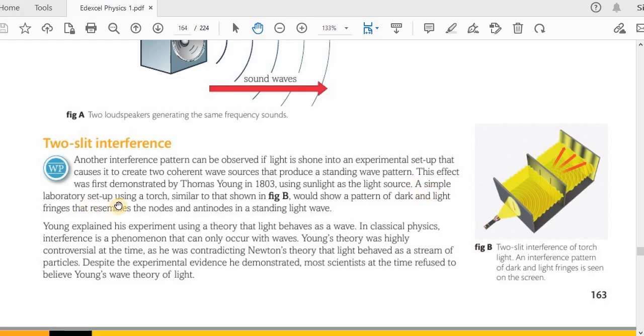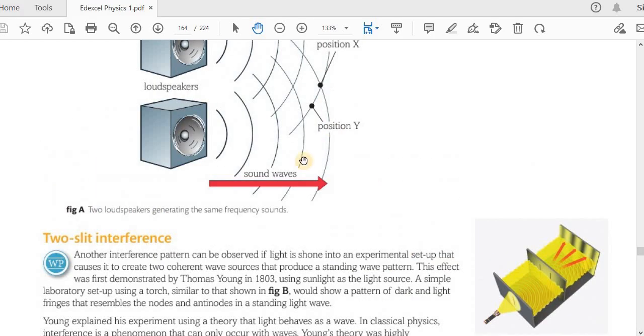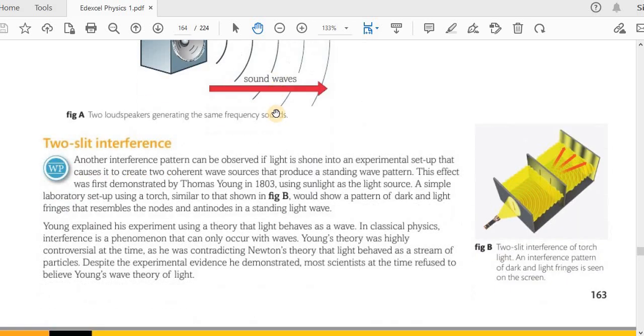A simple laboratory setup using a torch similar to that shown in figure B would show a pattern of dark and light fringes. You can see that here, dark and light fringes. See, this is the dark fringe, this is another dark fringe, this is another dark fringe, and in between the dark fringes you have the bright fringes. It would show a pattern of dark and light fringes that resembles the nodes and antinodes in a standing light wave. Here we have a standing light wave. Here we have a standing sound wave.